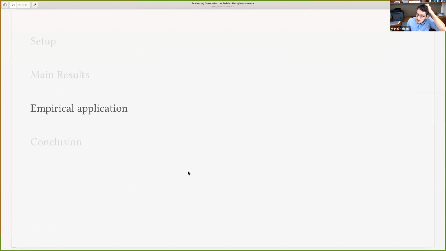So let me show you how to close the talk. Let me show you our empirical application so that you get some sense of how informative these types of restrictions are.